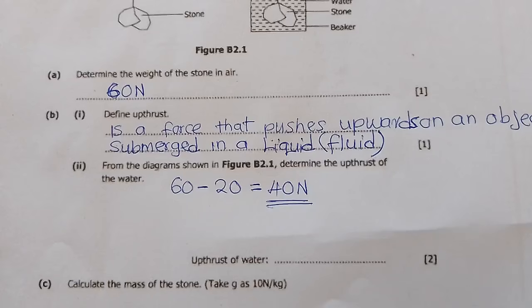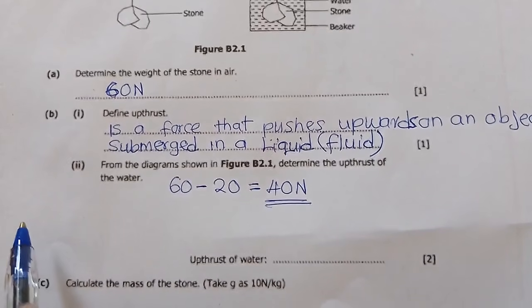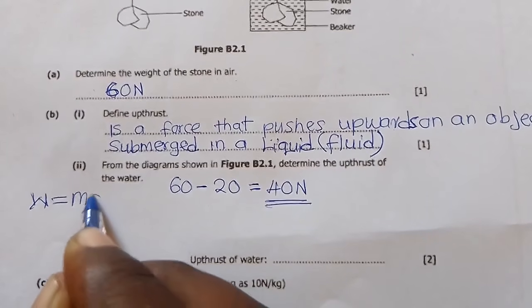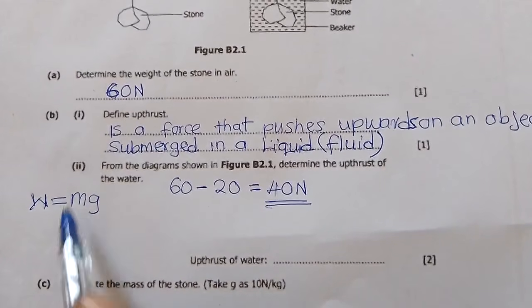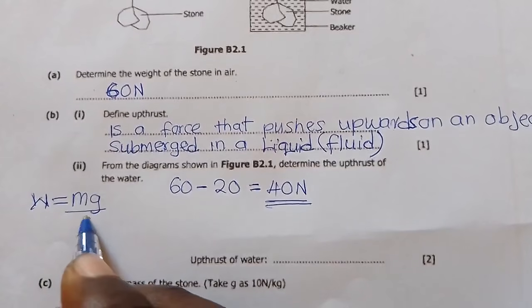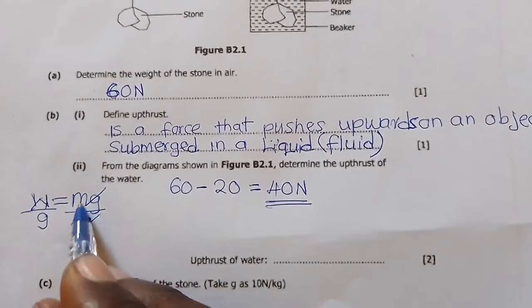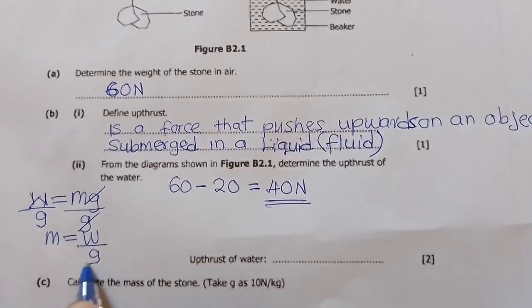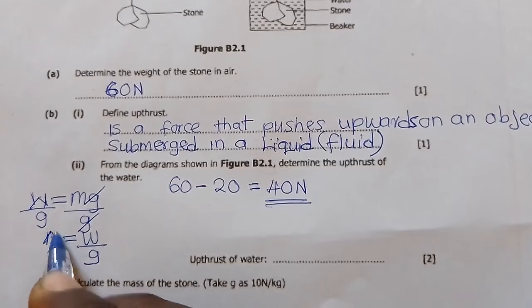The way in which we are going to answer this question is very simple. First of all, you know this formula. I'm going to write it here due to space. You know the formula for weight. We say weight is equal to mass times gravity. Now we want to calculate the mass here, so I'm going to divide both sides by G. So G cancels on the side with the mass. So mass is equal to weight over gravity. That is the formula I'm going to use for mass.